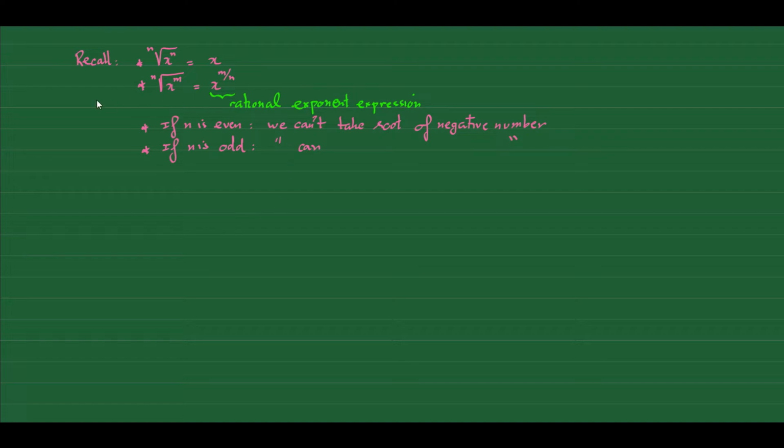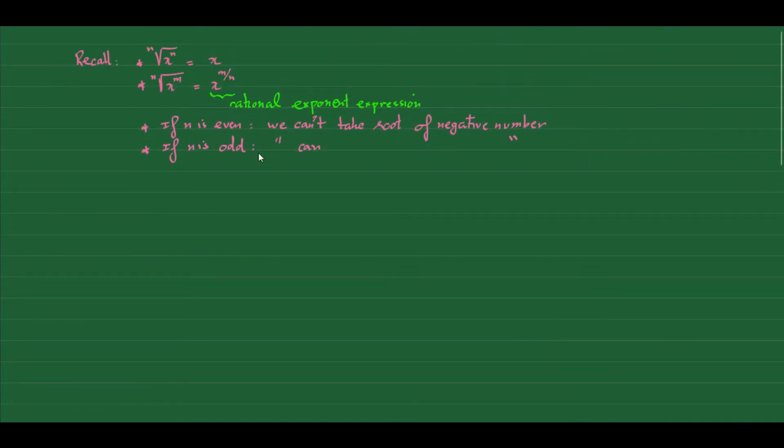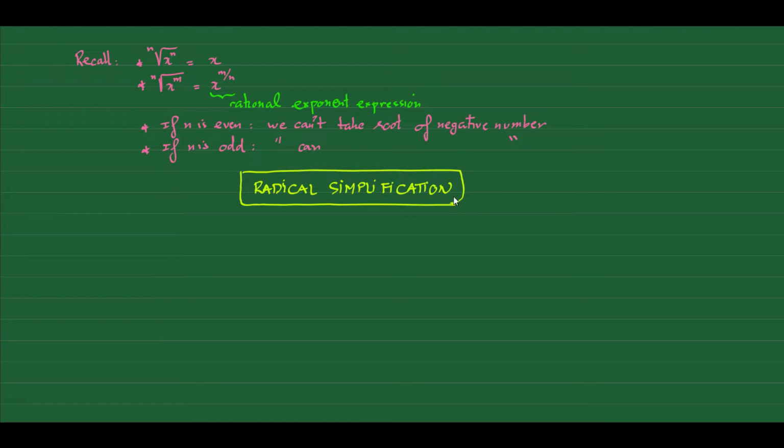Today we're going to learn how to simplify radical expressions, and we're going to use what we already learned last time to do it. So the topic today is called radical simplification.